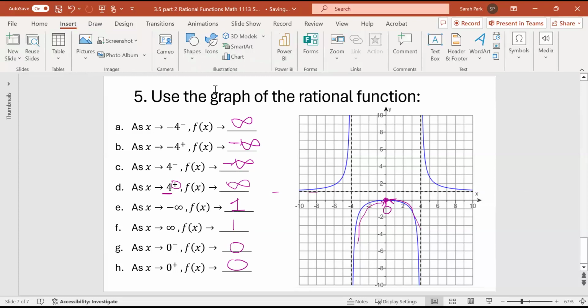Okay, so I hope that gave you a good overview of horizontal asymptotes and using graphs of rational functions to see what the function approaches as x approaches a certain value.